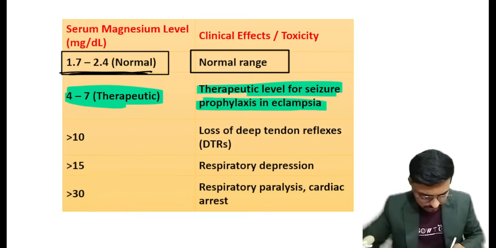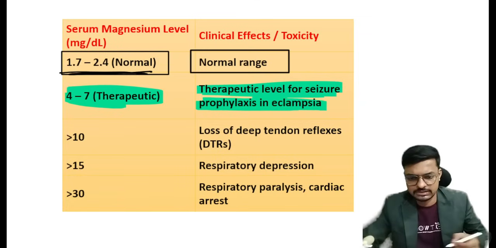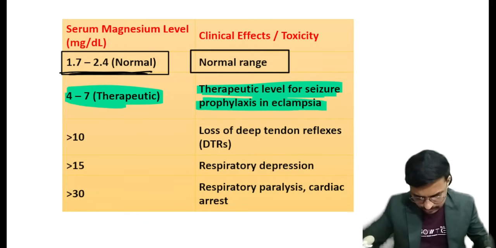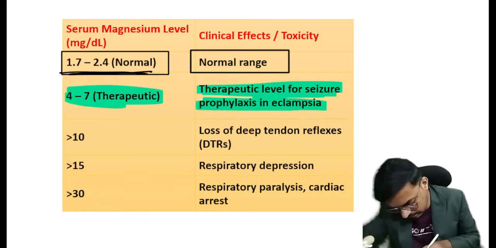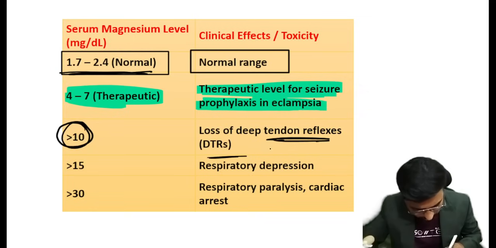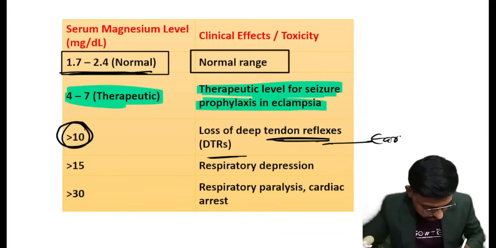It is used for prophylaxis of eclampsia, a therapeutic value for the prevention of seizures in eclampsia. So we can give the normal therapeutic dose. The 4 to 7 milligram per deciliter is the very important therapeutic dose. If it goes more than 10, the deep tendon reflex gets lost, the earliest sign, the early sign of MgSO4 toxicity.